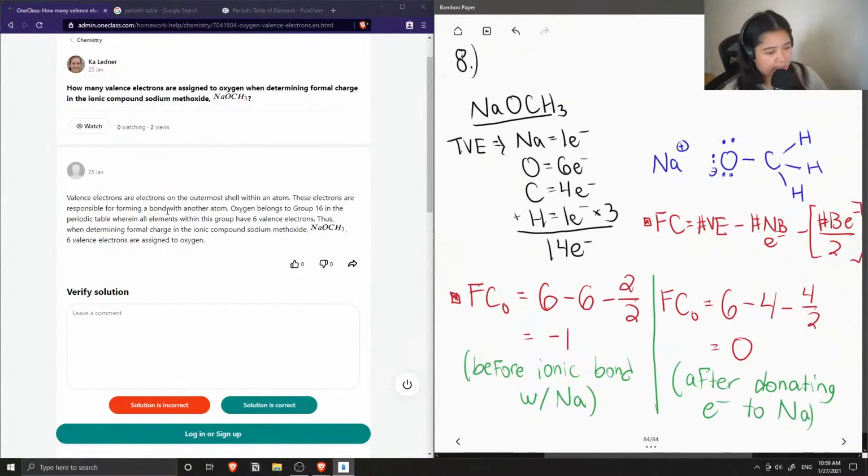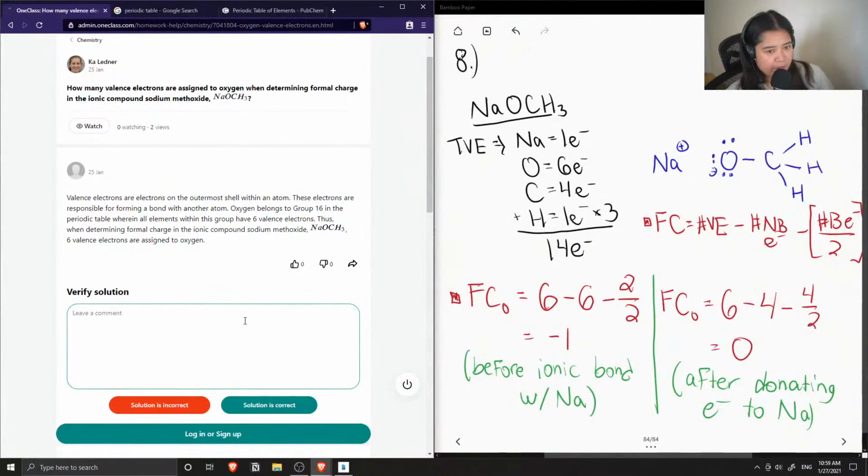Oh, so they only asked for valence electrons, so I just calculated formal charge just to show how we would do so. So this solution is correct. Okay, so now I believe we are on question number 9.